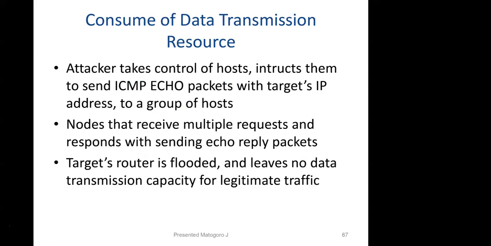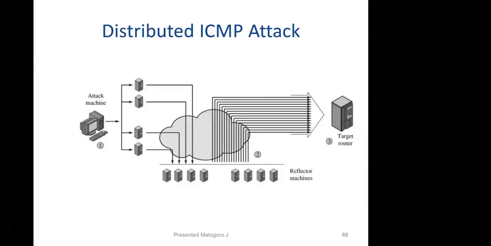So, consumption of data transmission resources. The attacker takes control of the hosts and instructs them to send ICMP echo packets with the target IP address to a group of hosts. Then the nodes that receive multiple requests respond by sending echo replies back. So you can find your network becoming slow because of all of these malware that we have discussed. So it's important to make sure you protect your digital environment so that resources can be used the way they were intended to be used within your organization.